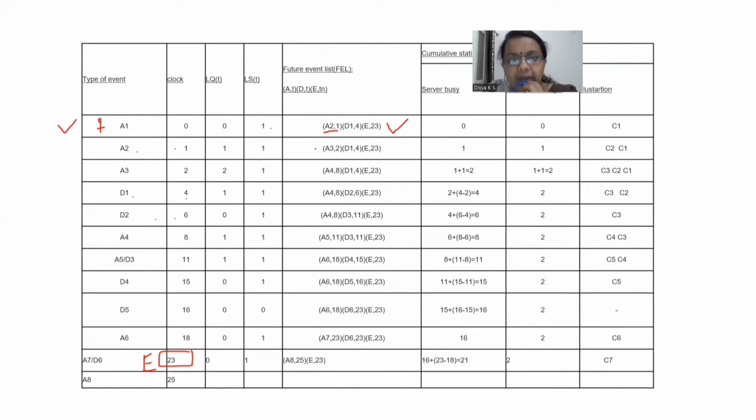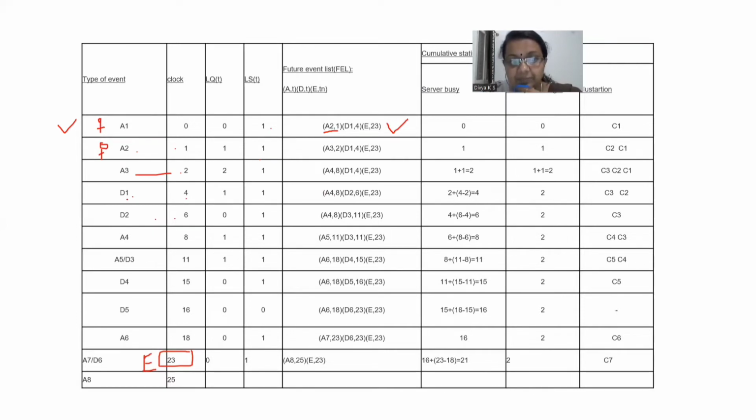And the second one. Now I am here. If I am here, what is my next arrival? A3 2. What is my next departure? D1 4. What is my end? E23. The ending is always the same, because the ending is at the 23rd clock and is written as E. So E23 is the same everywhere. Now if I am at A3, what is my next arrival? A4 8, because the next arrival comes at this time.